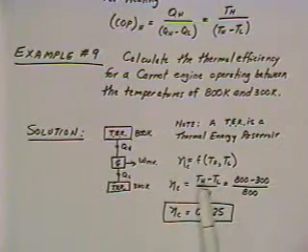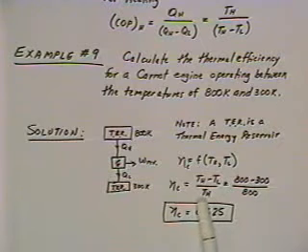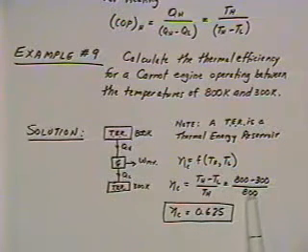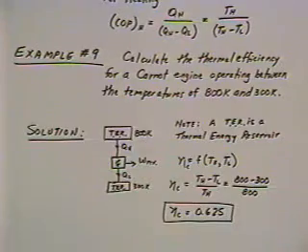So Carnot efficiency is TH minus TL over TH, which is 800 minus 300 over 800, and so the Carnot efficiency is 0.625. So if you have Carnot efficiency problems, it becomes a fairly simple matter then to determine what the efficiencies are.